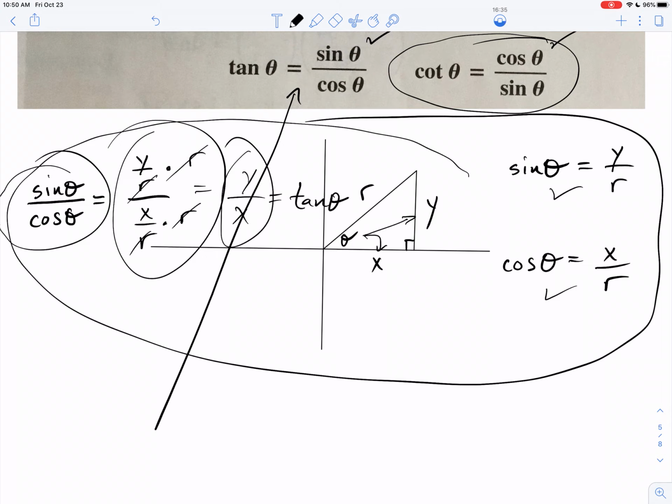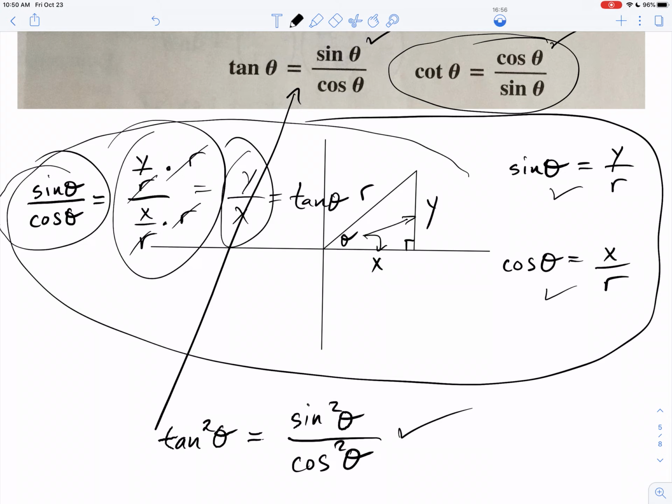Hey, I could say this. You know what? I wonder if I squared this side, if it would be the same thing as this side getting squared. Is that true? Yes, that would also be true.